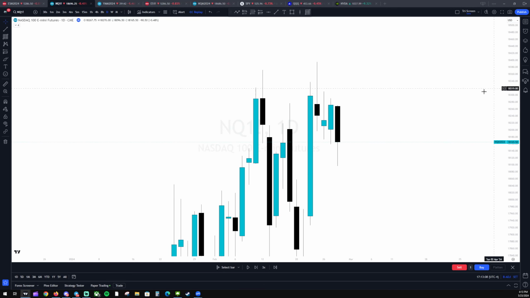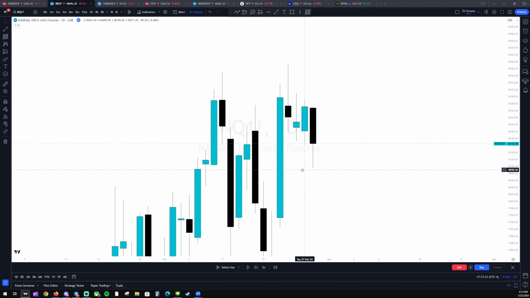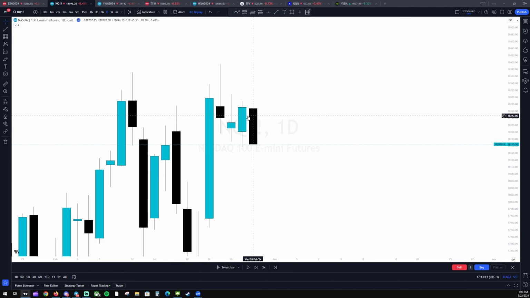And then this is a case of it not working. Right here, you see this candle closes back above the range here. You see we just kind of end up taking the low.